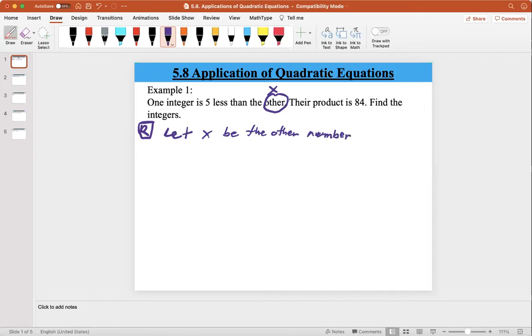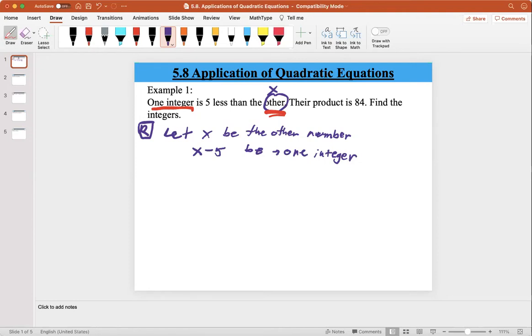And how about this one integer here? Remember that we are to find one integer and the other. We represented the other as x. And so how do we represent 5 less than the other? How do you write 5 less than the other? It will be x minus 5, all right? So it's going to be x minus 5, and this is your x minus 5, one integer.